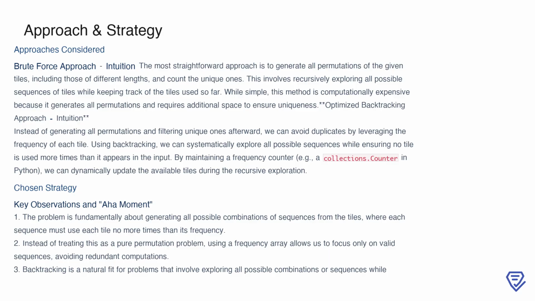Now, the optimized backtracking approach improves upon this by leveraging the frequency of each tile to avoid generating duplicates in the first place. Instead of generating all permutations and filtering afterward, we systematically explore sequences while ensuring that no tile is used more times than it appears in the input. This is done using a frequency counter, such as Python's collections Counter, to dynamically update the available tiles during the recursive process. This strategy significantly reduces redundant calculations and memory usage.